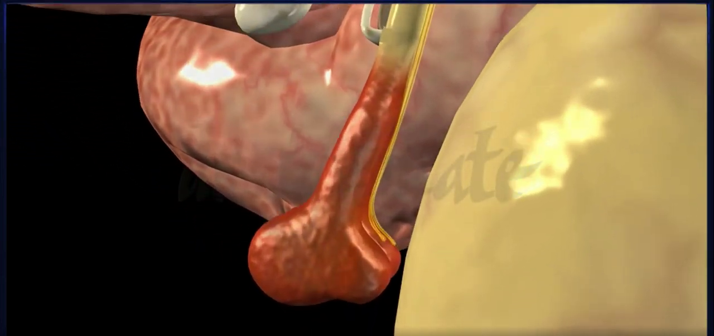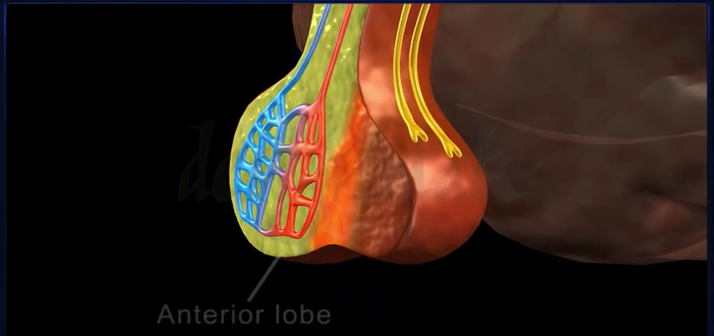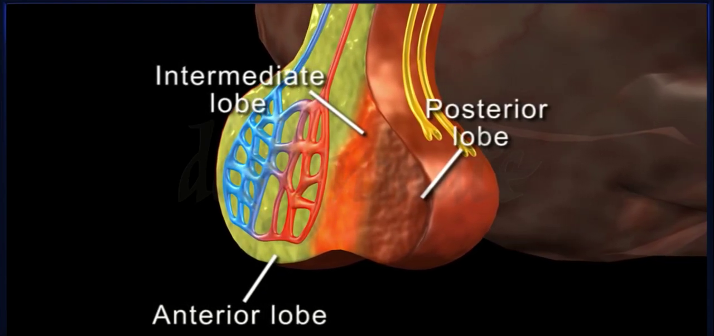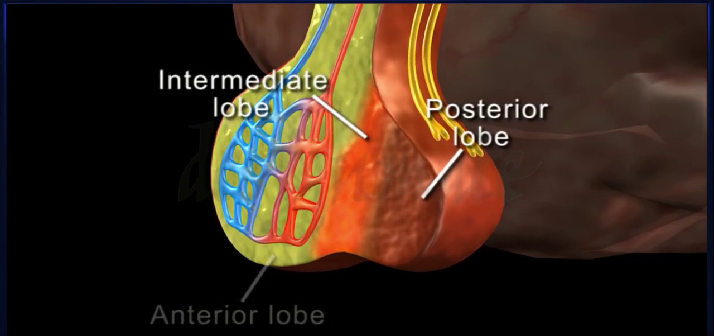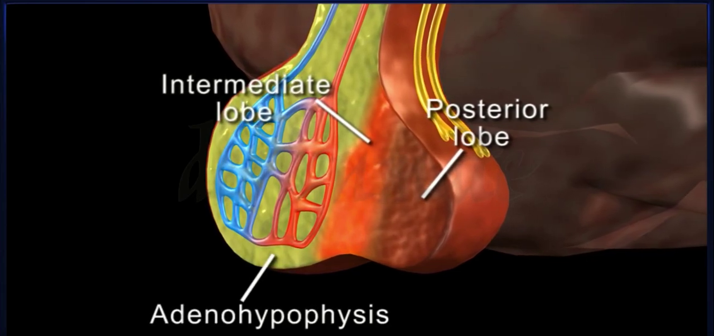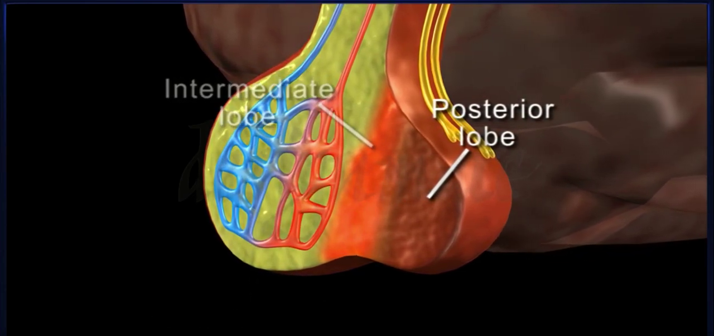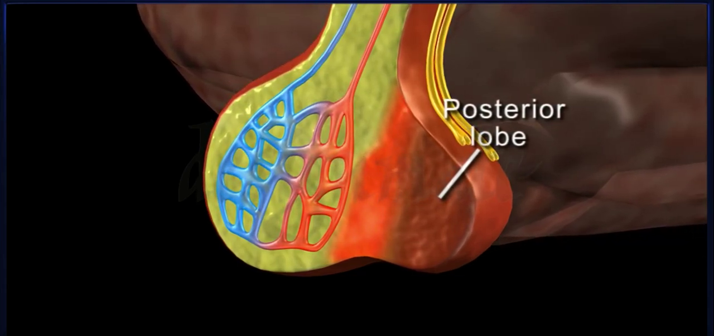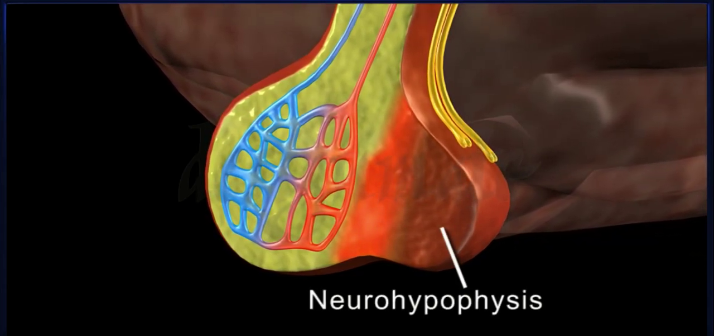The pituitary gland has three lobes: the anterior lobe, the intermediate lobe, and the posterior lobe. The anterior lobe is called the adenohypophysis, the intermediate lobe is called the pars intermedia, and the posterior lobe is called the neurohypophysis.